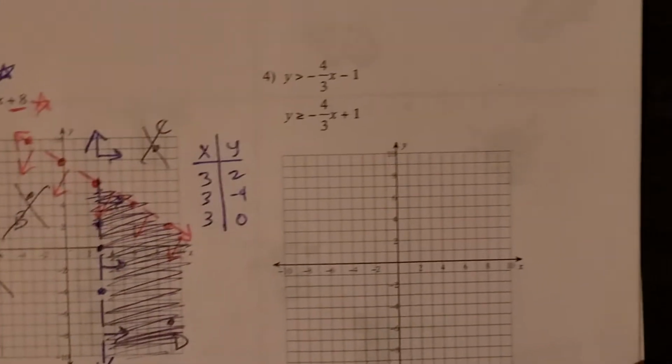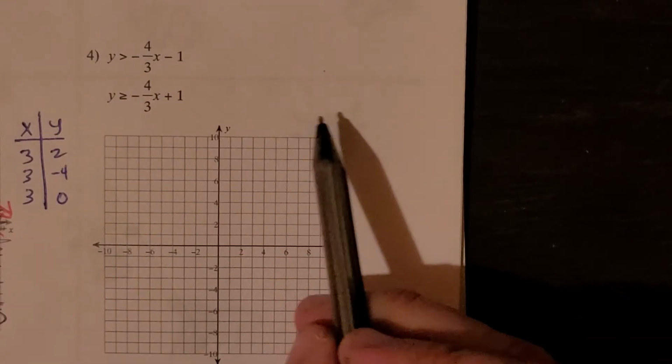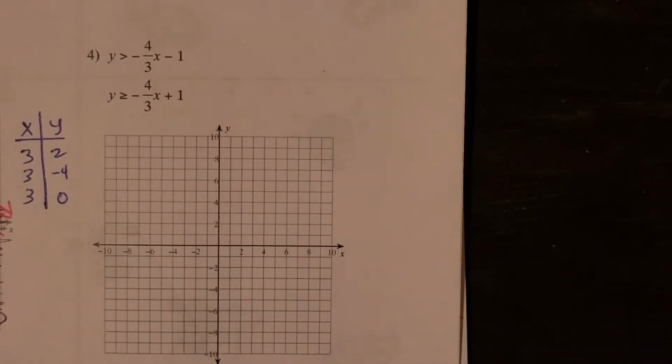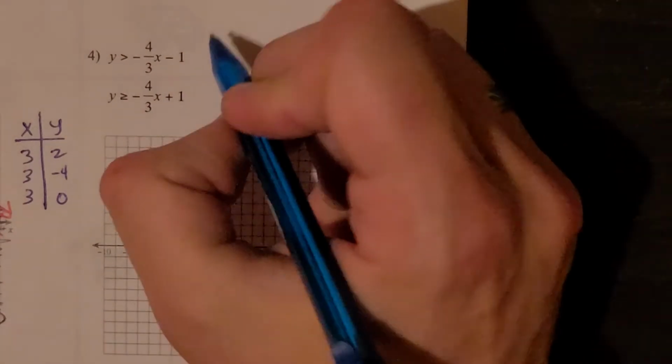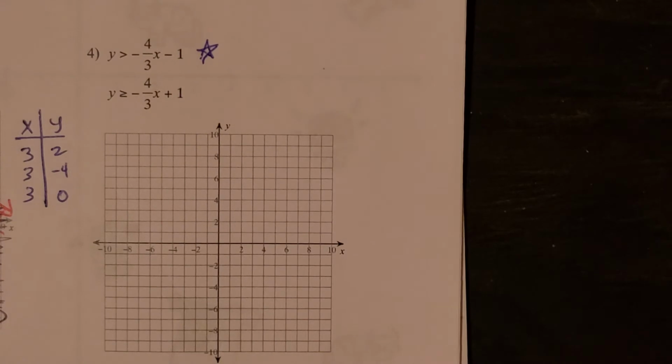All right, let's shift to our last one for today, number 4. I can kind of see some cows behind this. Okay, start at the top here. We're going to graph this.